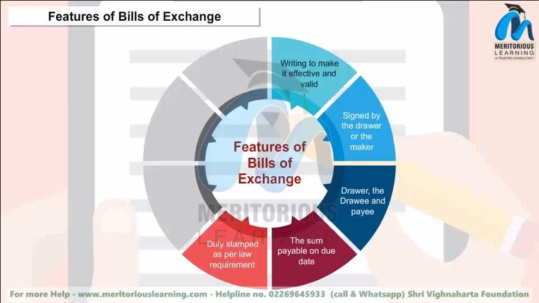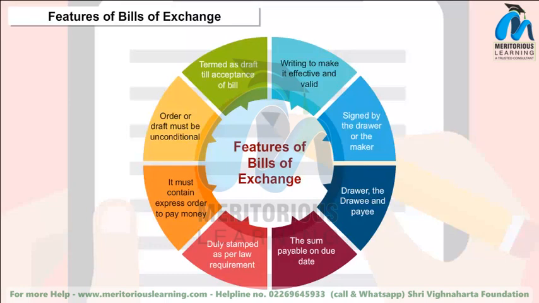It must contain an express order to pay money and money only. Nothing is acceptable in kind. The order or draft must be an unconditional order to make payment. It is termed a draft until acceptance of the bill is made by the drawee or buyer of goods.